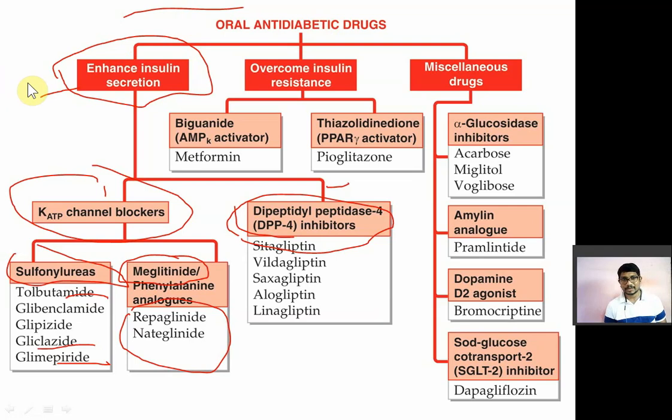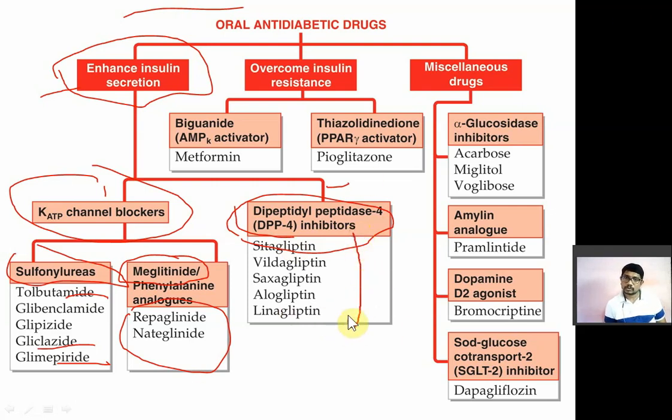We are seeing the oral anti-diabetic drugs. First class is those drugs which enhance the insulin secretion. In that you have two subclasses. First one is the potassium KATP channel blockers, and second one is the dipeptidyl peptidase inhibitors. We have seen the KATP channel blockers. Now the dipeptidyl peptidase inhibitors are the gliptins: sitagliptin, vildagliptin, saxagliptin, alogliptin, and linagliptin. So gliptins are nothing but DPP-4 inhibitors. You have to remember this class.